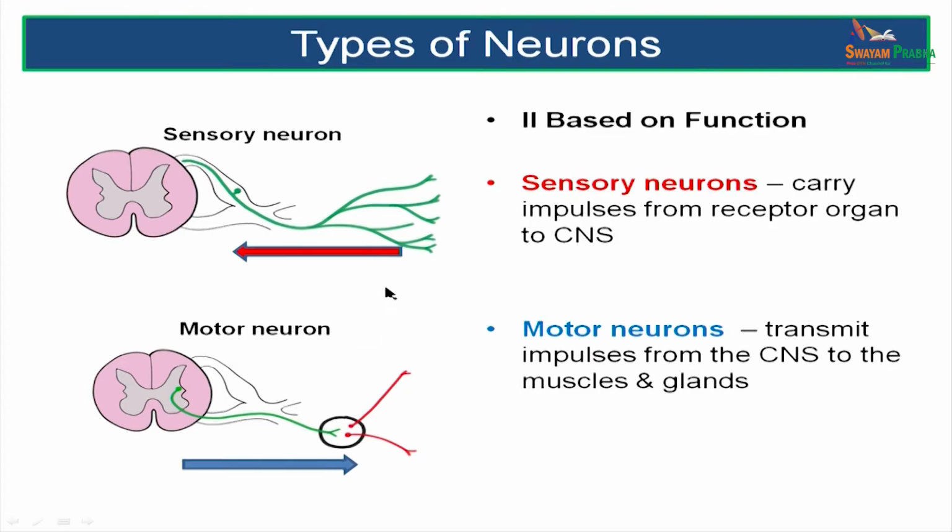Neurons can also be classified depending on their function. They could be sensory or motor, like you see here. The first neuron that you see here is a sensory neuron. It is collecting information from the periphery and sending it towards the central nervous system. Whereas a motor neuron will send information from the central nervous system to the periphery, to the muscles and the glands.